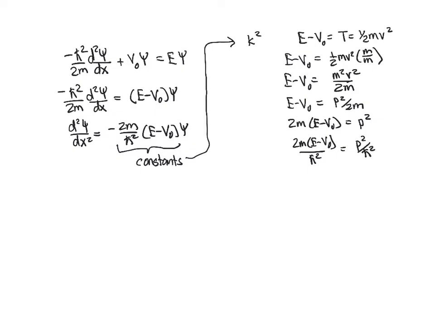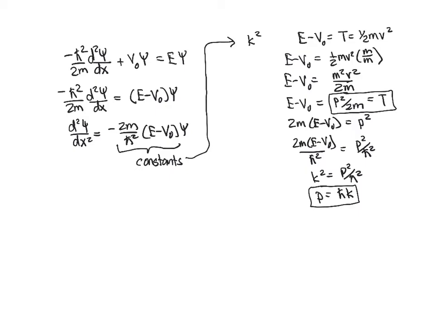And I'm going to call this group of constants k squared. So that means that k squared is equal to p squared over h bar squared, or the momentum is equal to h bar times k. And so this group of constants that I've called k squared tells me about the momentum of the particle. The momentum of the particle tells me about the kinetic energy of the particle. And so it's probably helpful to remember some of these relationships that I've boxed.